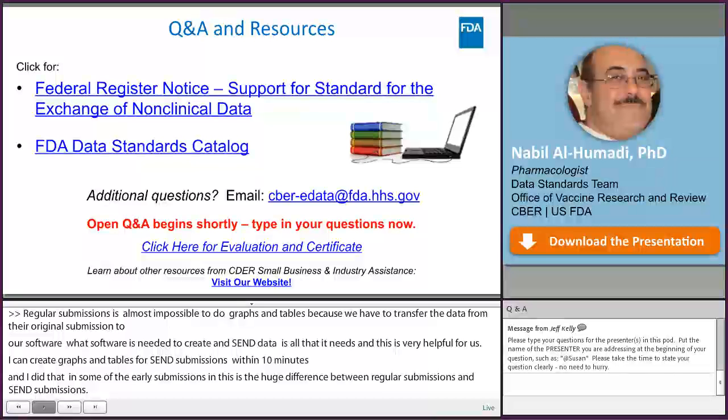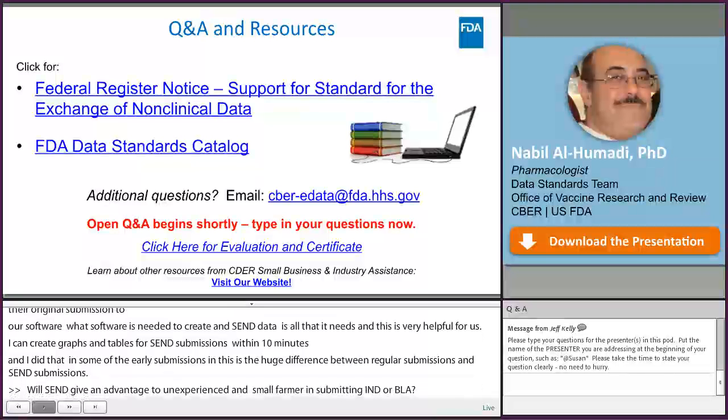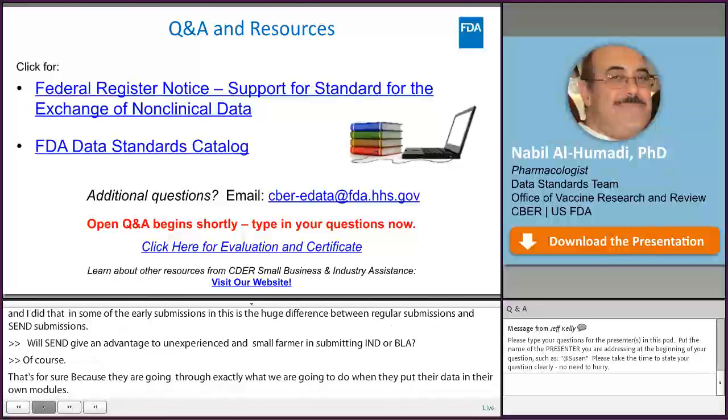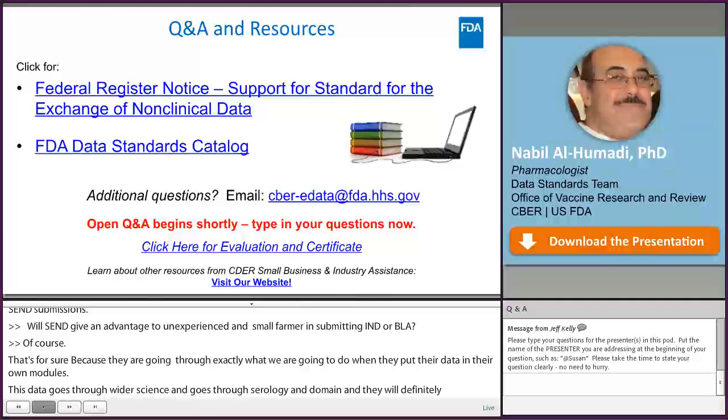Of course, that's for sure, because they are going to know exactly what they are going to do when they put their data in their own modules. This data goes to vital signs. This data goes to serology data in the IS domain. Like SEND data, it's going to direct them where to put their data in. And it's going to give them more experience in a very timely manner.